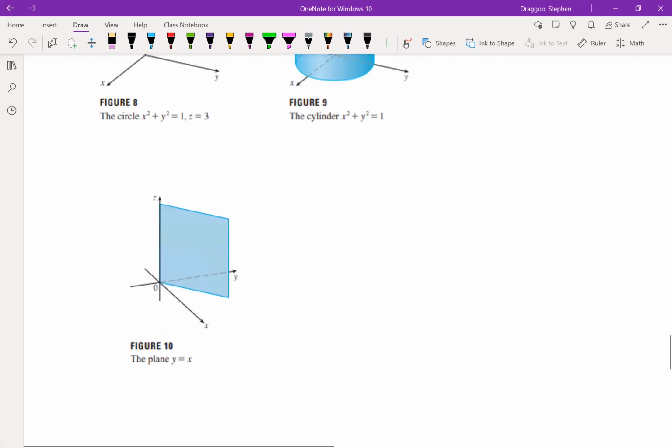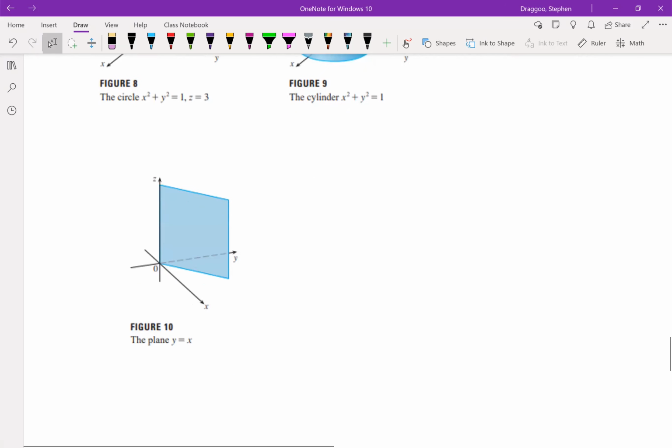We'll also take a look at figure 10, where we have the equation y equals x, which used to be a line in a plane when we were in 2 space. In 3 space, that's now also a plane. Just note that the way this is drawn is not quite the usual way. We've rotated the axes a little bit so we can better see where this plane is going.